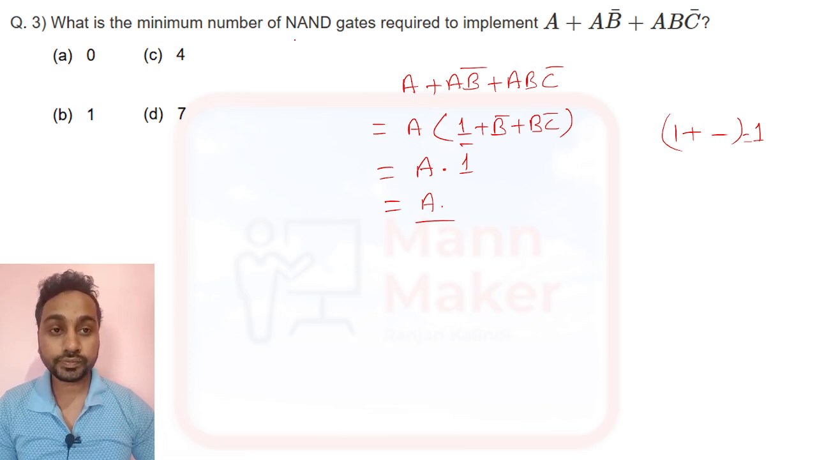We need the minimum number of NAND gates required. So only one input is there. So zero NAND gates required. No need of any NAND gate to implement this because only one input is there, A.